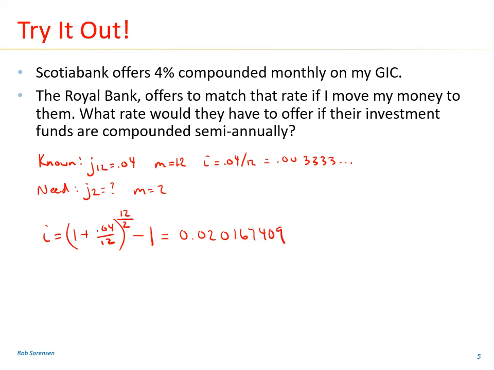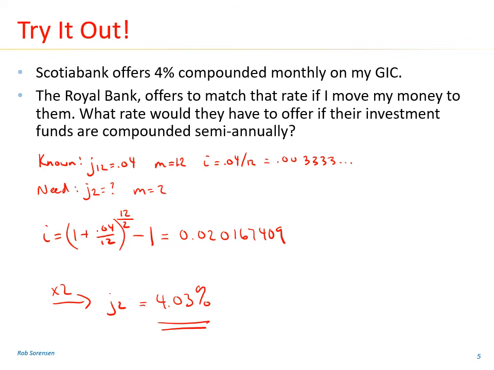That gives you 0.020167409. And now I want to convert that to a J2, so I'll multiply by 2. And that gives me 4.03%. So the Royal Bank, if they offer 4.03% compounded semi-annually, that'll be the same to me as 4% compounded monthly. I'd be happy and maybe I'd be willing to move over.